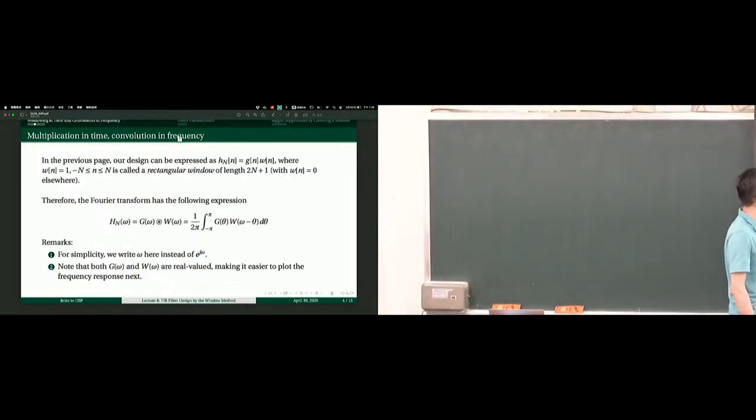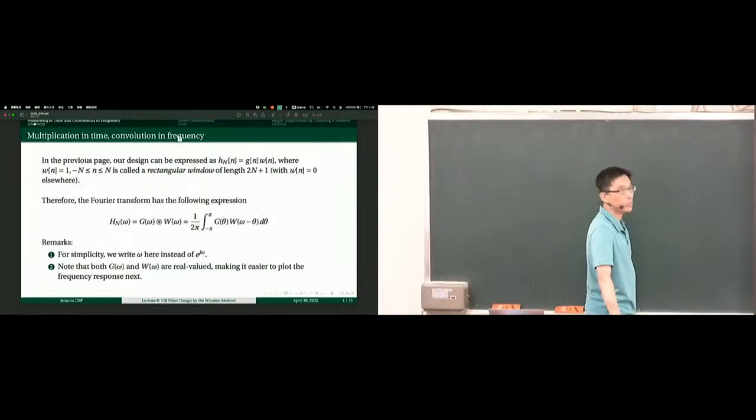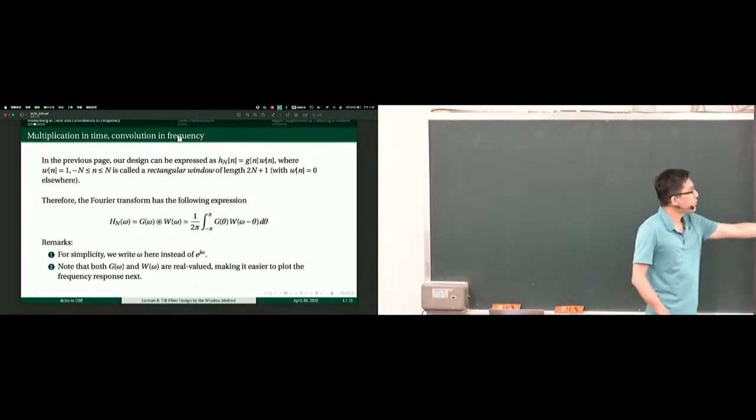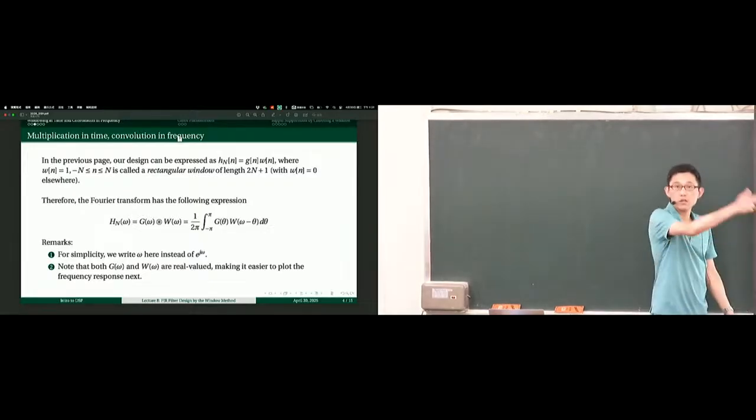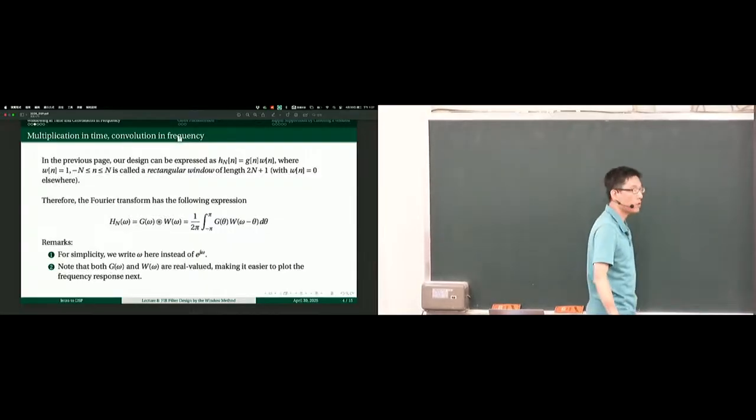So it should be clear that this window has a length of 2n plus 1 with this definition. So far, so good? We multiply the ideal response with the window. And this window has a name also. This window is called the rectangular window because it's rectangular, square. That's the way we call it.